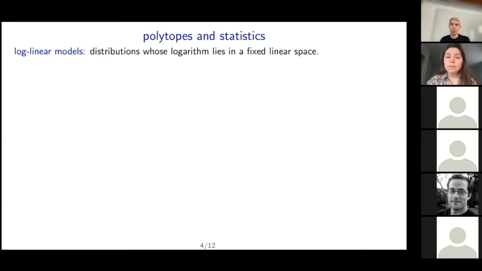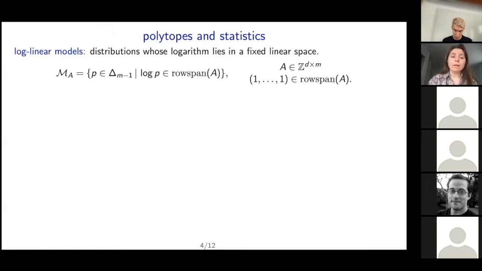So, what does this connection look like more generally? Well, in greater generality, we can consider a log linear model. A log linear model is a set of distributions whose logarithm lies in a fixed linear space. It is determined by some matrix A, which is a matrix of integers. We assume that the all ones vector lies in the row span of this matrix. Then the log linear model corresponding to the matrix A is the set of all probability vectors for whom log of P lies in the row span of A.